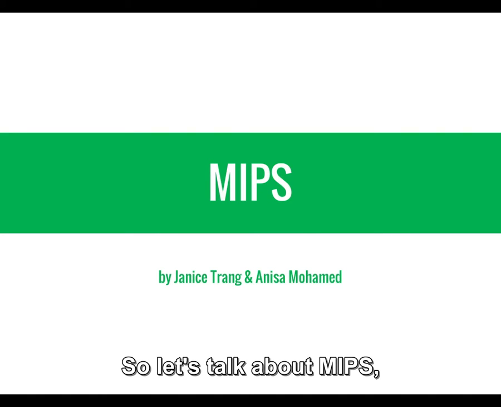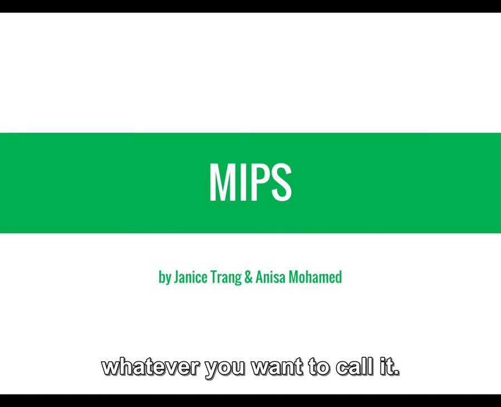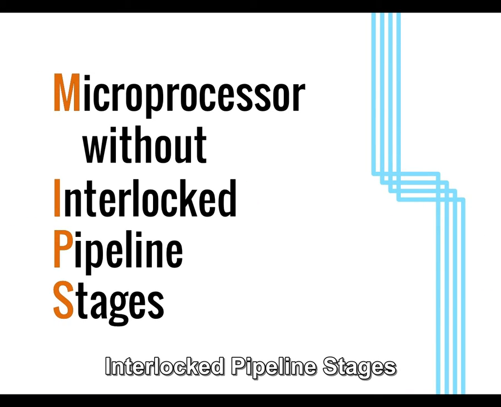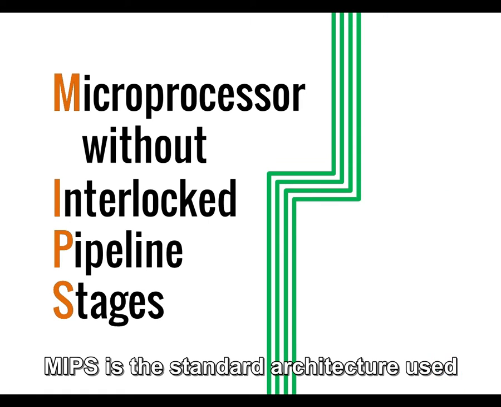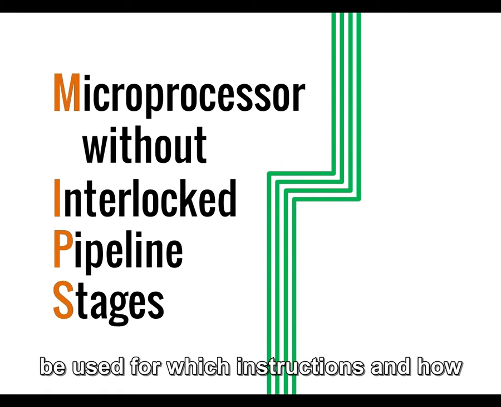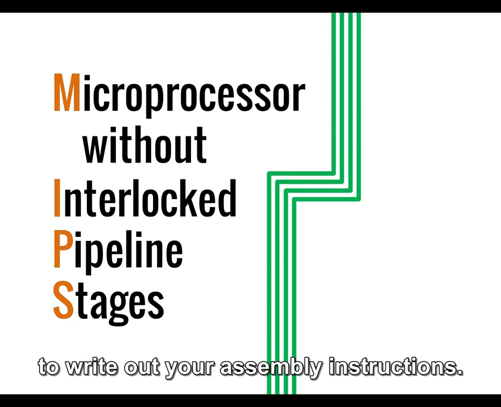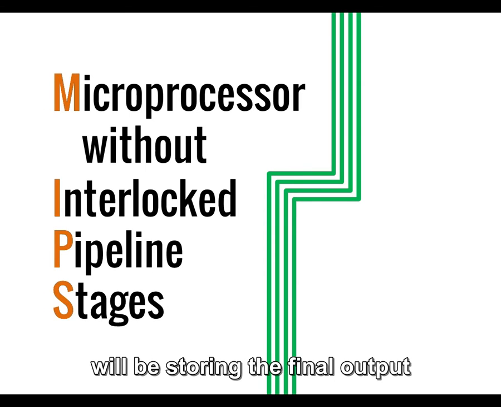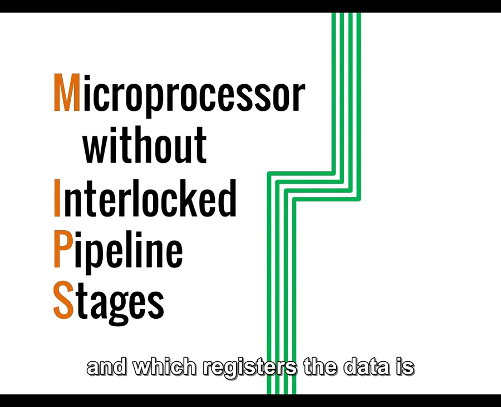So let's talk about MIPS, or MIPS, whatever you want to call it. MIPS stands for Microprocessor Without Interlocked Pipeline Stages. MIPS is a standard architecture used when deciding which registers are to be used for which instruction and how to write out your assembly instructions. This is very convenient and helpful when trying to decide which registers will be storing the final output and which registers the data is being pulled from.